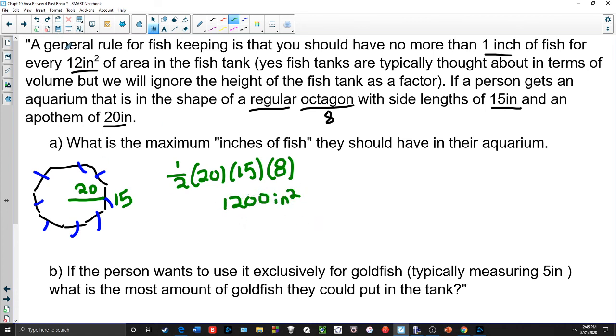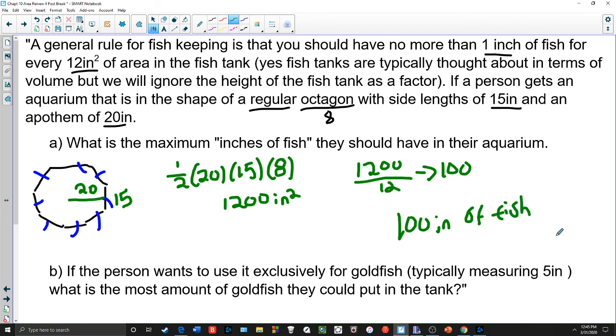So for every 12 square inches of area, I can have 1 inch of fish. So I need to figure out how many 12s are in this area. Well, 1,200 divided by 12, which you can probably deduce is 100. So we can have 100 inches of fish in this aquarium, which basically means that if he measures all his fish and adds them together, that number should not go over 100.